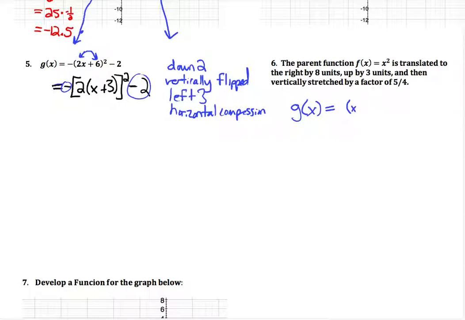So that's going to be inside. Minus 8, and I'll put my squared on because it started out as x squared. Okay, up by 3. That's easy, just put plus 3 outside. Vertically stretched by a factor of 5/4. Well, vertically stretched is outside, right? So it's outside and what I expect. So I go out here and put a 5/4 times it because that stretches it, right?